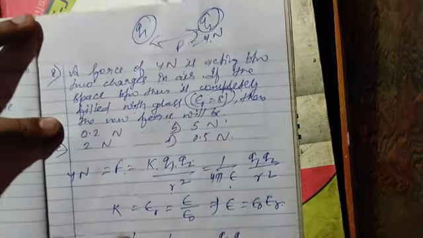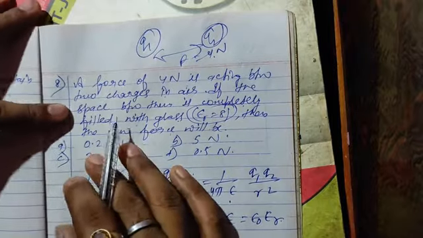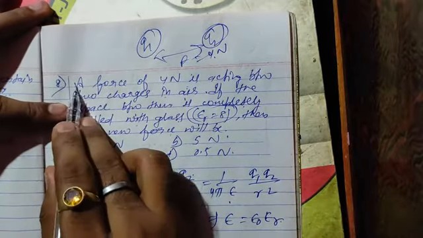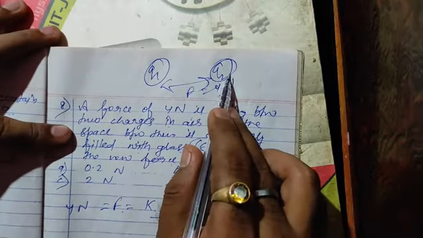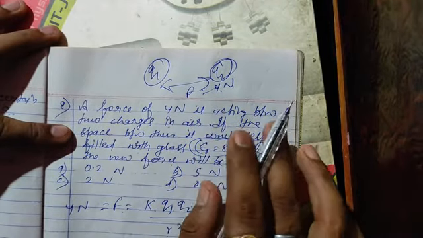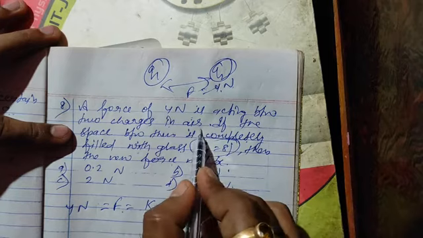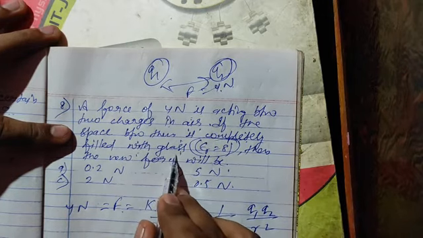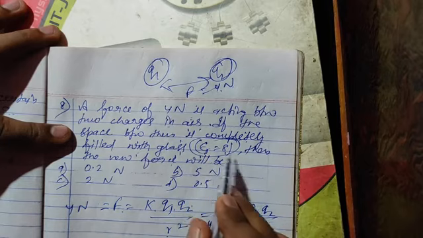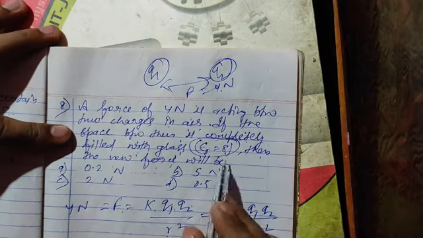Once again I am repeating this question because it has some difficulty. A force of 4 Newton is acting between the two charges. There are two charges q1 and q2, and the force between them is 4 Newton, given initially in the case of air. If the space between them is completely filled with glass, that is, glass has epsilon r equal to 8, then what will the new force be?